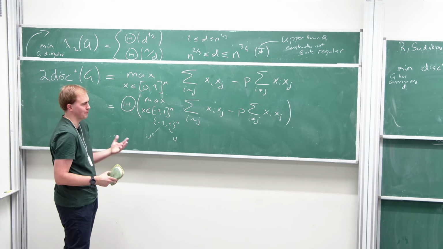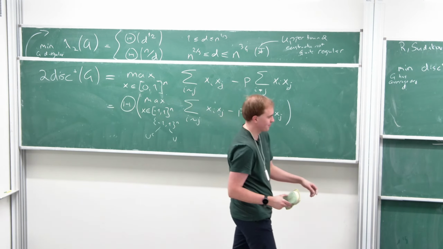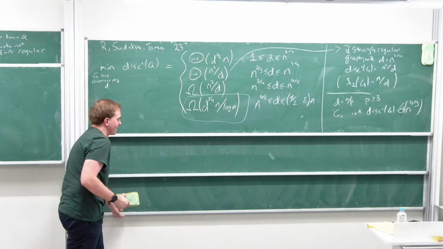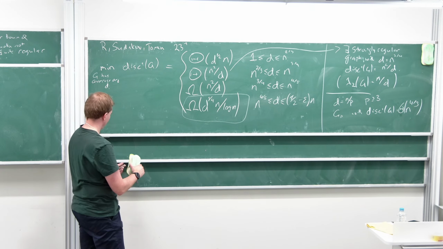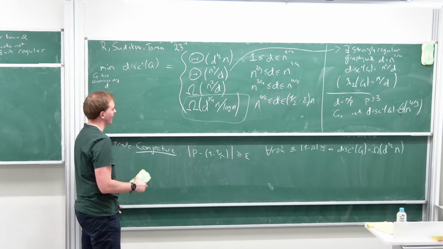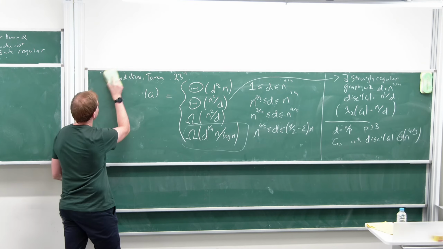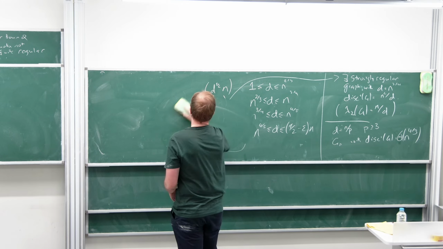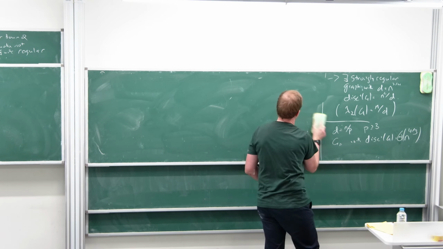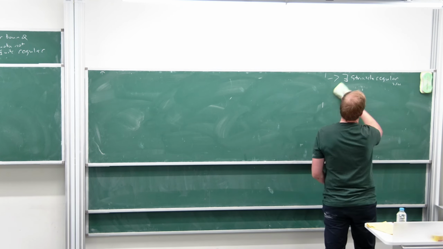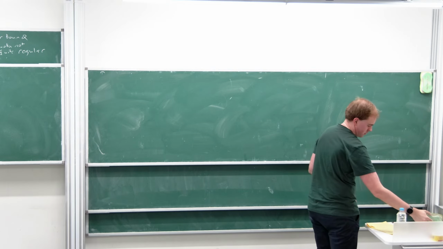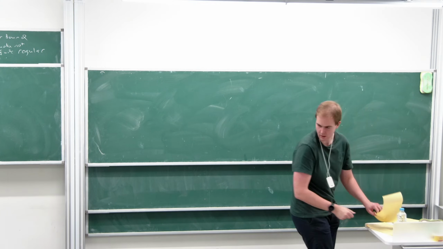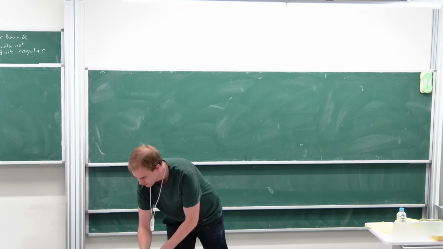Why is this a useful observation? Well, it's useful because that allows us to use the semi-definite relaxation. I'll just erase this, just to get the names right.